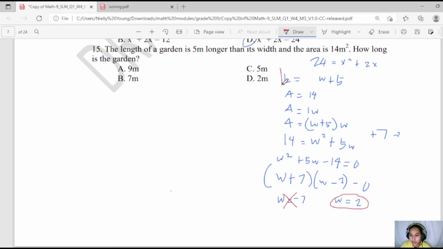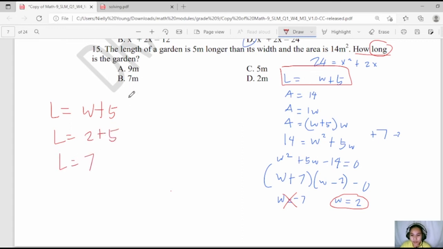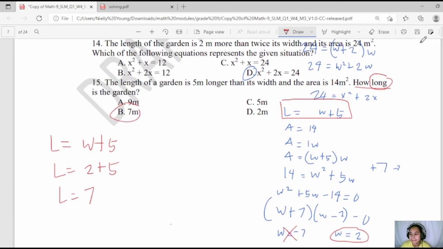So let us use this equation: length is equal to w plus 5. Why are we going to use this? Because the question is how long, so that is the length. How long is the garden? So L, with 2 as width, 2 plus 5. So length is equal to 7. So the answer here is letter B.